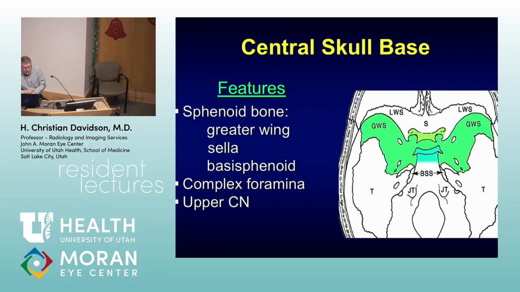So in the central skull base, the sphenoid bone is the anatomic foundation here with its component parts. A lot of complex foramina, we'll review those on CT, especially since it's easier to see the foramina on CT, but you need to know where they are on CT so that when you look at MR, you know where they're supposed to be.